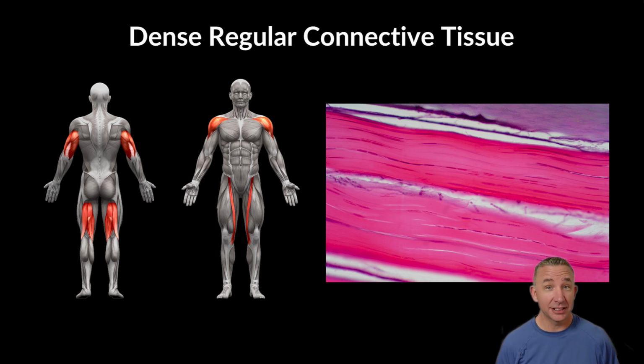Histology of dense, regular connective tissue. Connective tissue has 3 types: connective tissue proper, fluid, and supporting. For connective tissue proper, we organize them into loose and dense, and we're looking at dense, regular. What do we mean by dense?